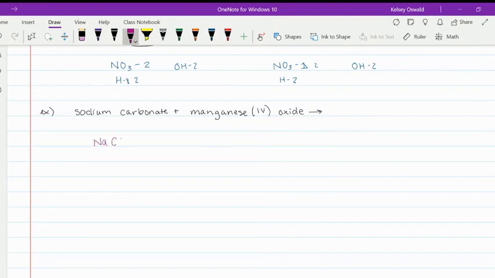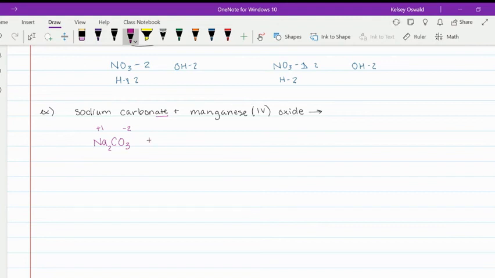And I'm sure you guys are tired of hearing me say this, but whenever we write those formulas, we have to look at those charges. So sodium, when we look at the periodic table, has a charge of +1. Carbonate, we see that ATE ending, and that tells us we need to look at our polyatomic ion sheet. Okay? And when we do that, we're going to see that carbonate has a -2 charge. So if carbonate's -2, we're going to need 2 of our +1 sodiums in order for that to balance out.